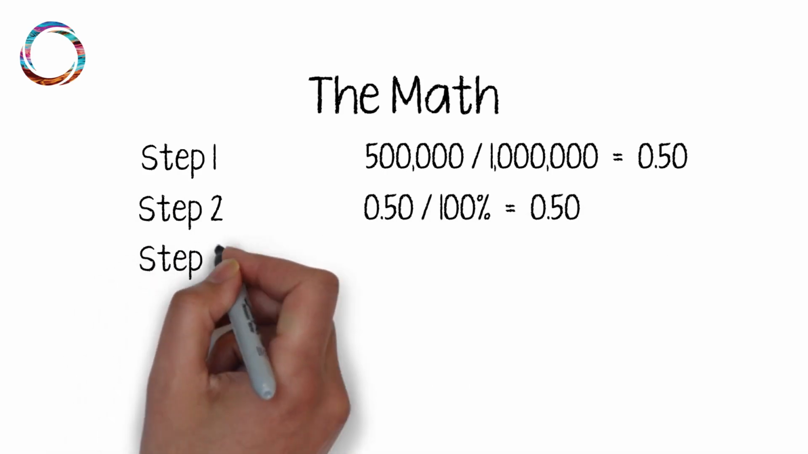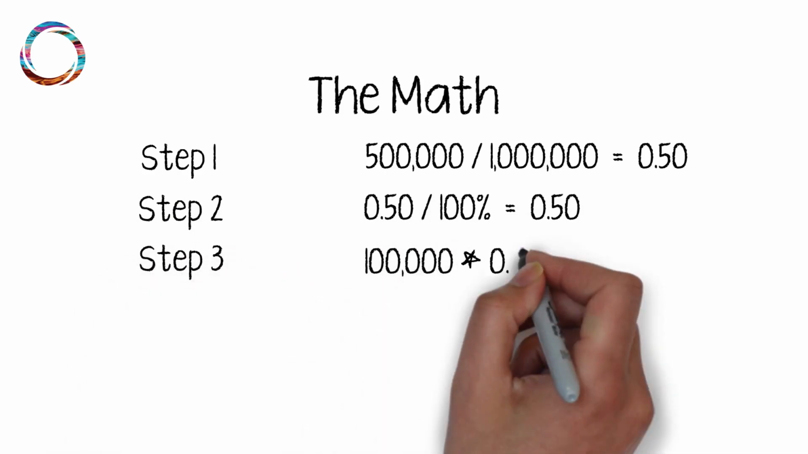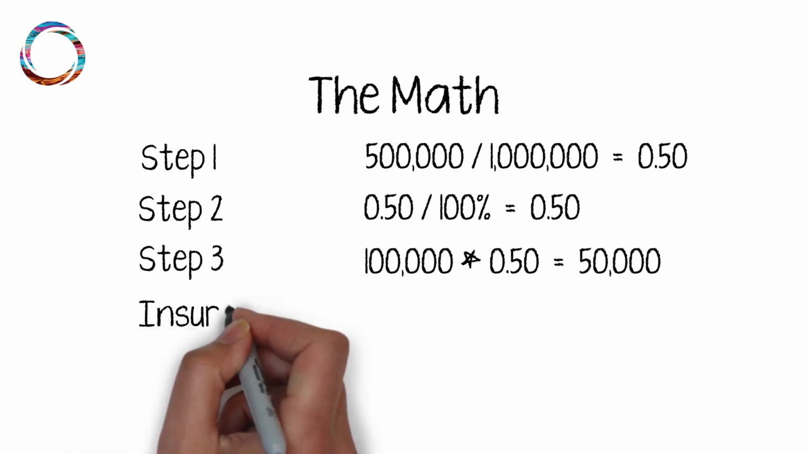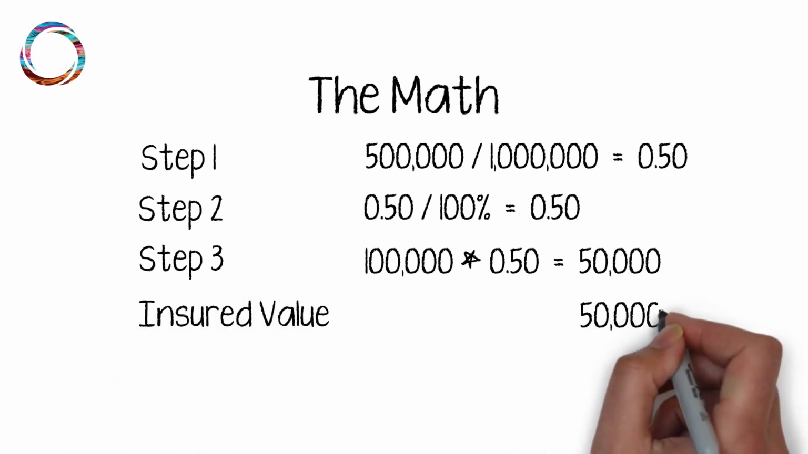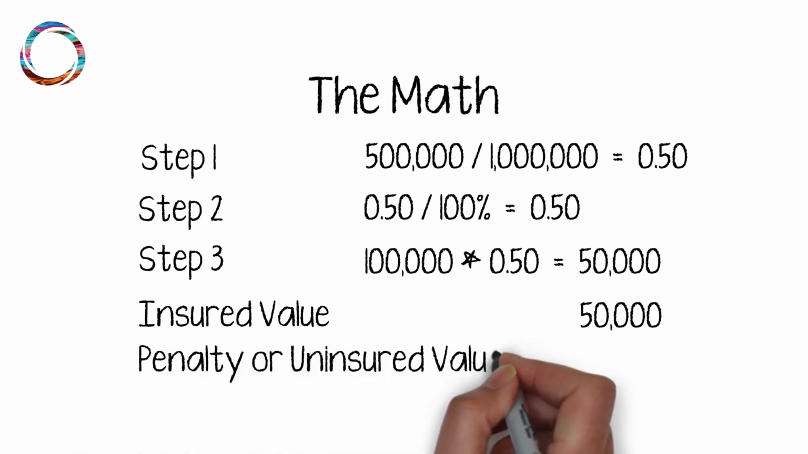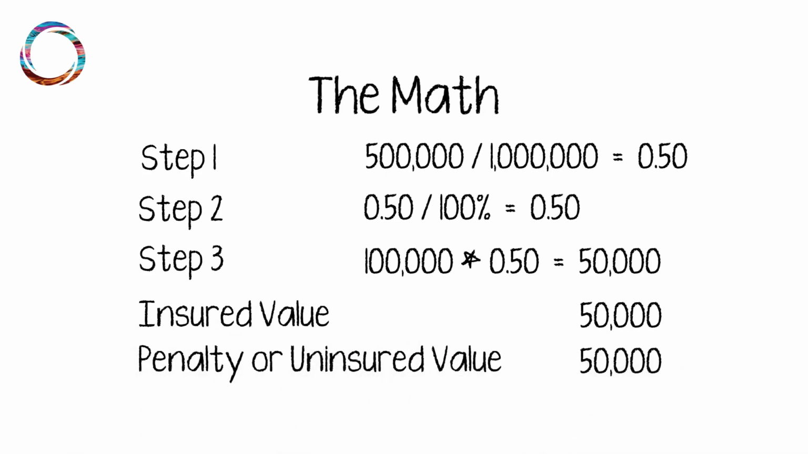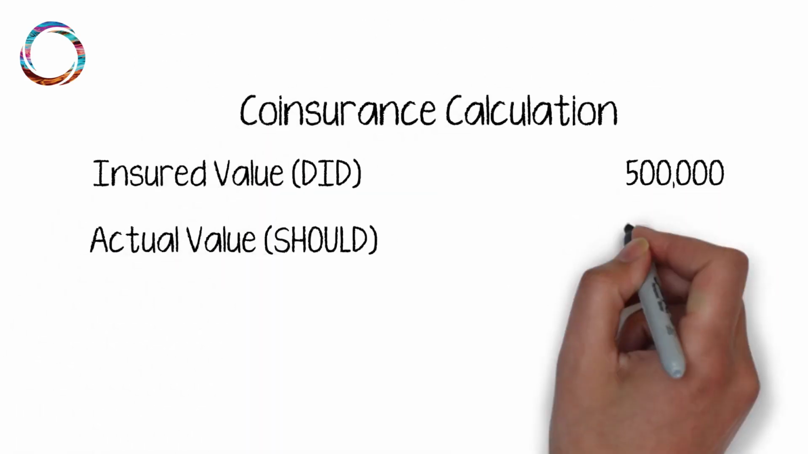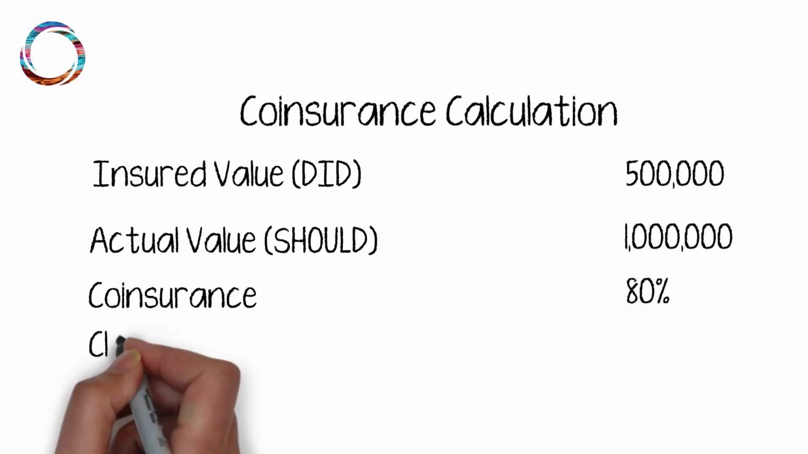The third and final step is to multiply our factor by the claim value. So our factor for this example is still 0.5 times the $100,000 claim that we had. So ultimately, only $50,000 of your claim will be insured, and another $50,000 will be uninsured as a result of the coinsurance penalty.